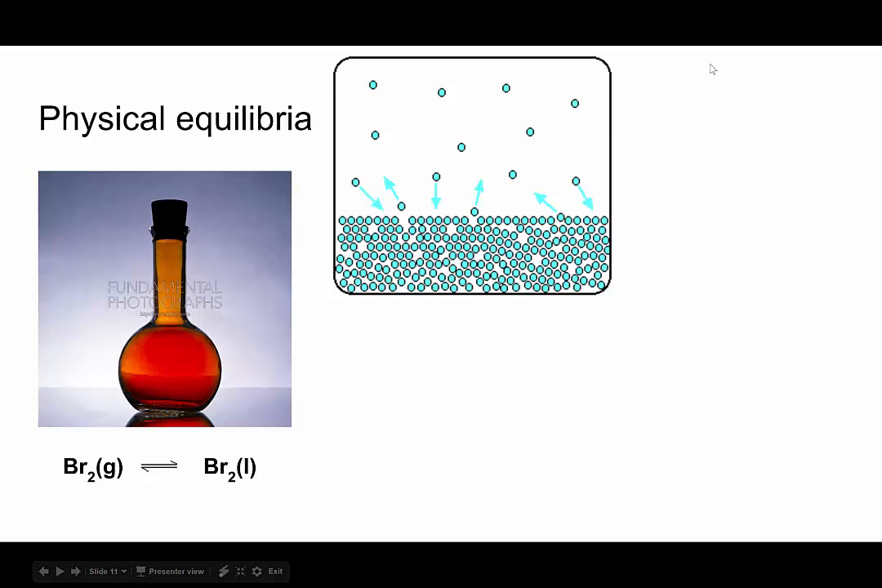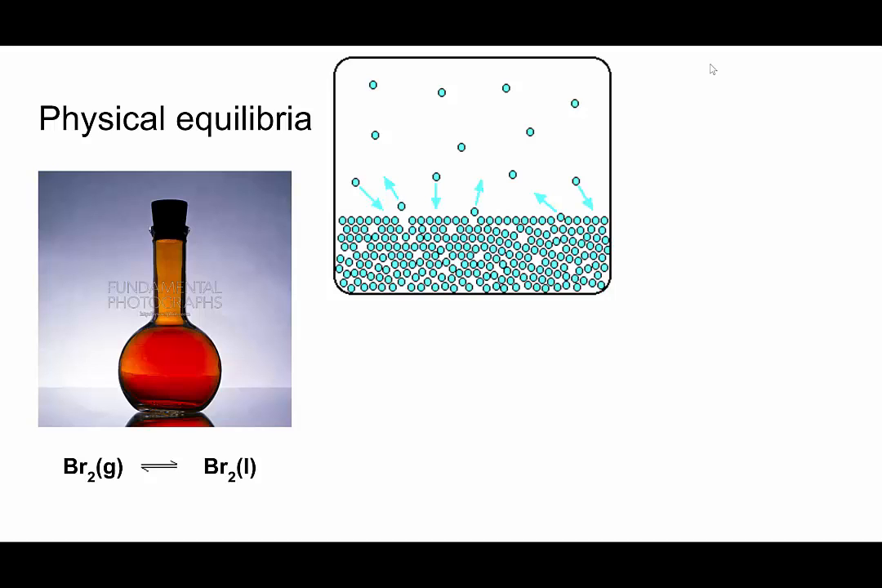Now, can you apply the same kind of idea in a physical system? So something called physical equilibrium, meaning that you can also reach equilibrium in a physical reaction as well. Now, here's one example of a physical reaction.